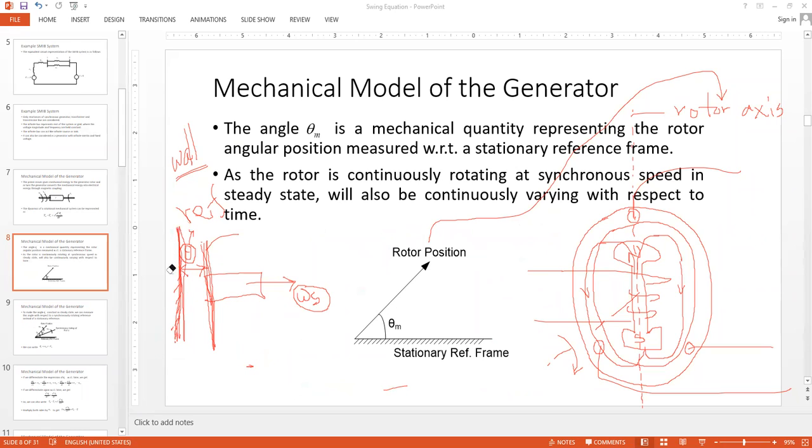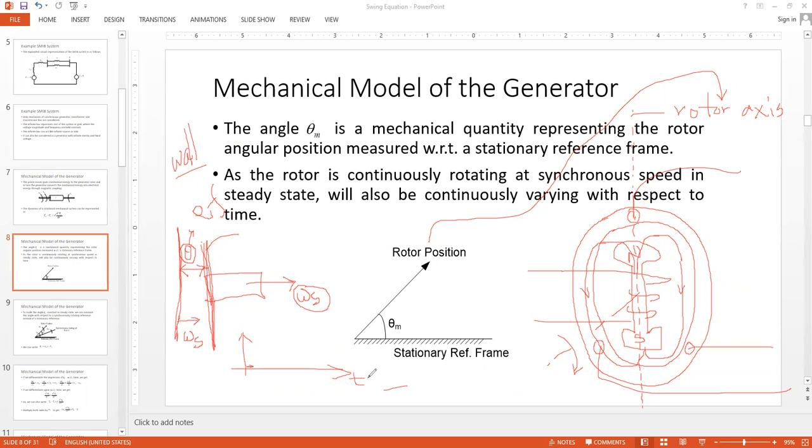If the wall itself is moving, it's no more stationary. But now let's make it moving. So the frame itself, the reference itself is moving, the car is moving, and let's say the speed of their movement is exactly the same. So what would happen to this theta with respect to time? It will remain constant.